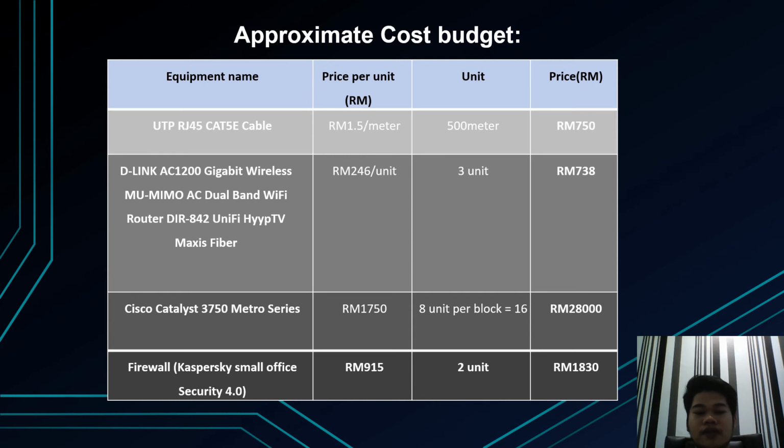For the Cisco Catalyst 3750 Metro series, the price per unit is RM1,750, and we need 8 units per block, so the total is 16. So the total price for the equipment is RM28,000. And the last one is the firewall, Kaspersky Small Office Security 4.0. The price per unit is RM950, and we need 2 units. And the total price is RM1,830.